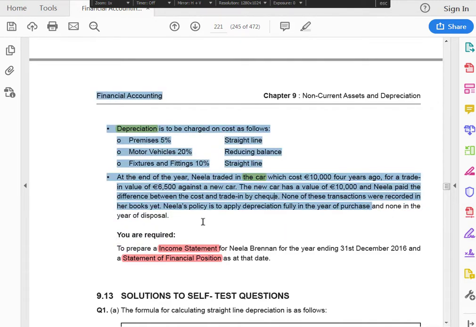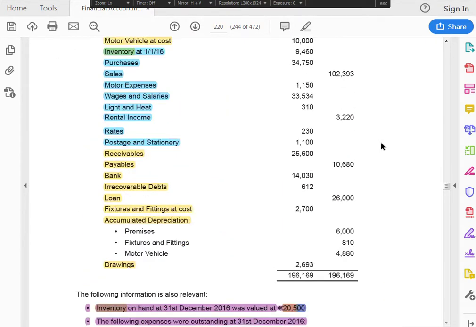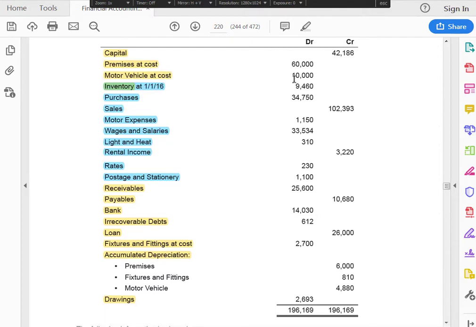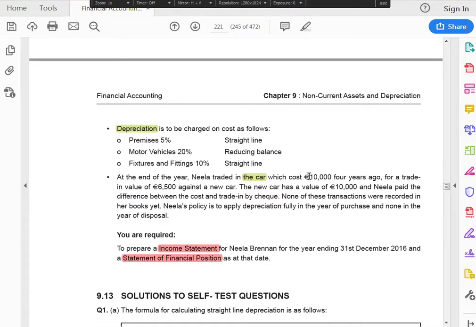Okay, so given that situation, this motor vehicle that we have in the trial balance previously, this motor vehicle at cost that we had at the beginning of the year, we're not doing any depreciation on that. But we are in fact going to do the depreciation on the new vehicle, because when she buys a new vehicle, we're going to record depreciation for that. So policy is to apply depreciation fully in the year of purchase and none in the year of disposal.